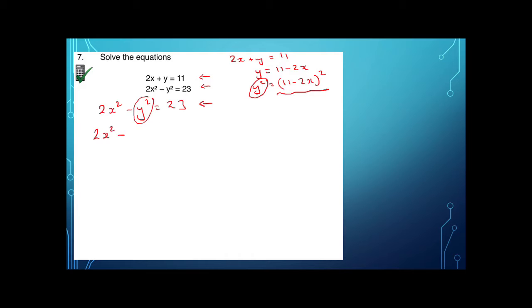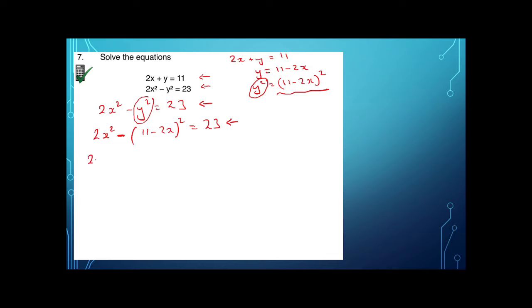2x squared minus (11 minus 2x) all squared is equal to 23. We now have this equation, which only has one letter, one variable, that is x, so we have a chance of solving it. Now we just have to be really, really careful with this negative sign here.